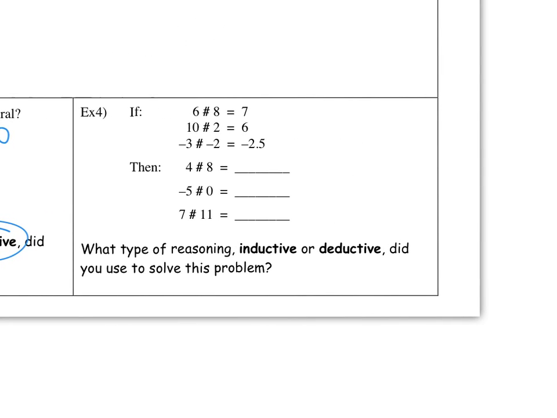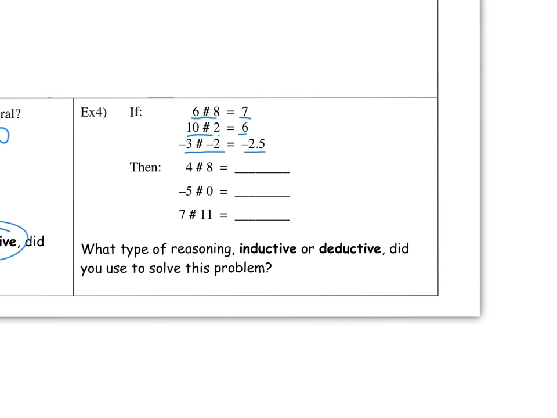Now, this is something that you are going to do later on when we get to what we call linear programming. The hashtag is not like Twitter, right? It's referring to some operation. We don't know what that operation is. But if we apply that operation to all of these numbers, so if we do 6 hashtag 8, we get 7. If we do 10 hashtag 2, we get 6. If we do -3 hashtag -2, we get -2.5, okay? So that hashtag is some operation. We don't know what that operation is. That's not our goal to figure out the operation.